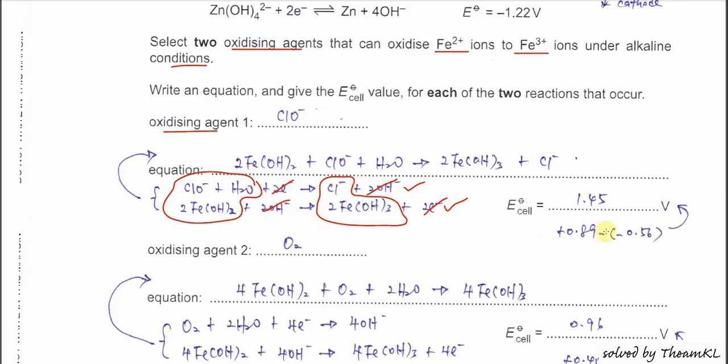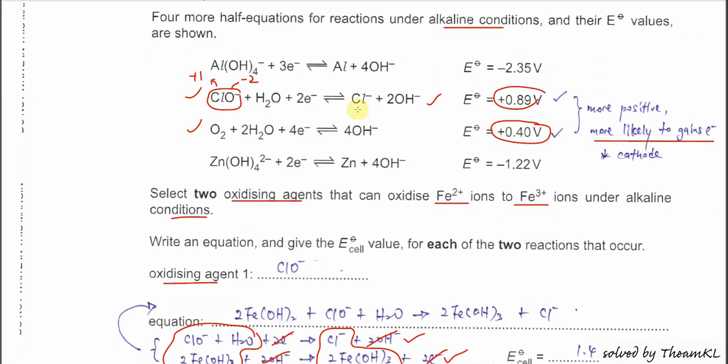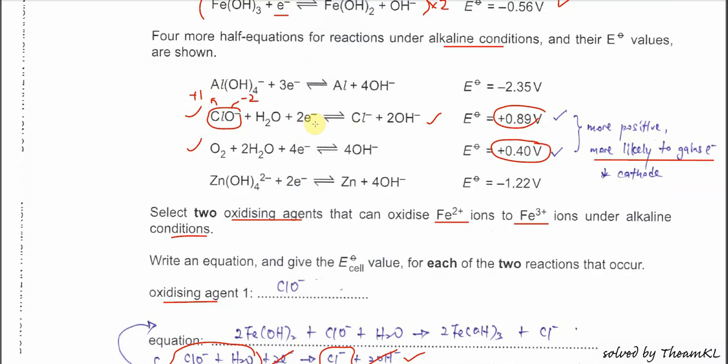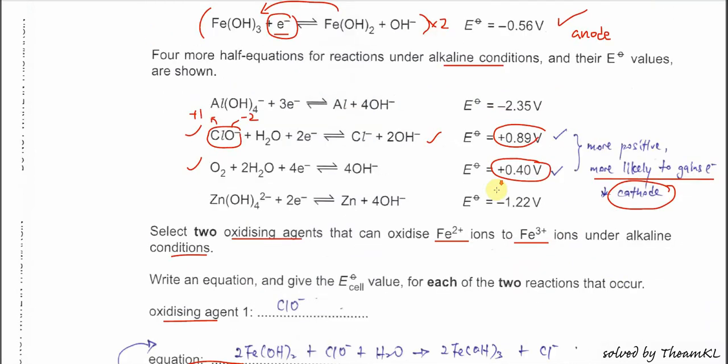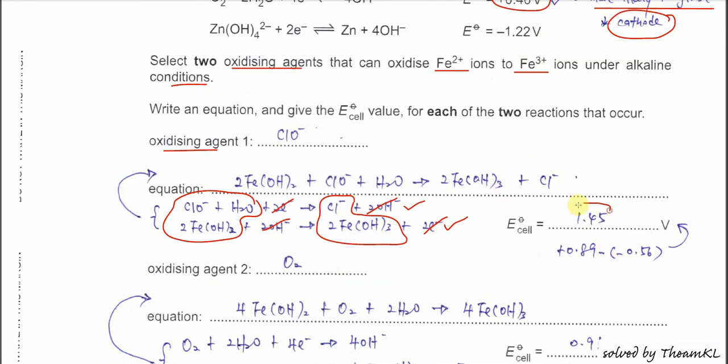The last part is to calculate the E0 cell. Very easy. You just use cathode minus anode. So we know that this one that stays in reduction form gains electrons, so it is the cathode. This one, because it's reversed and releases electrons, is the anode. So you use cathode minus anode: 0.89 minus negative 0.56. So you get 1.45.